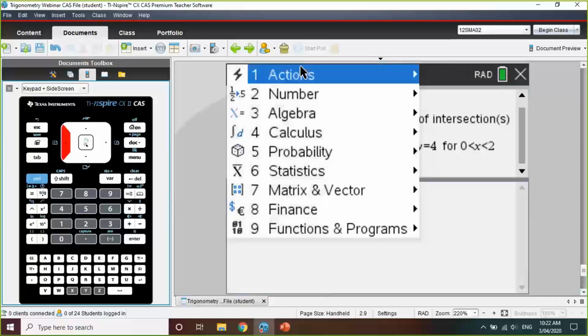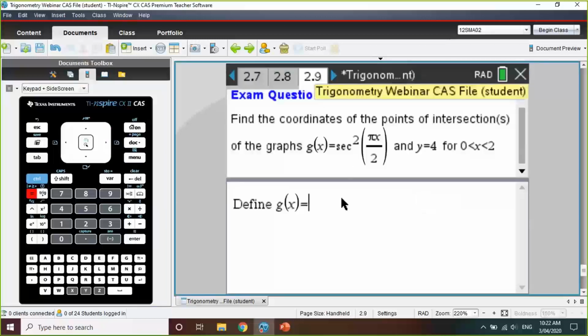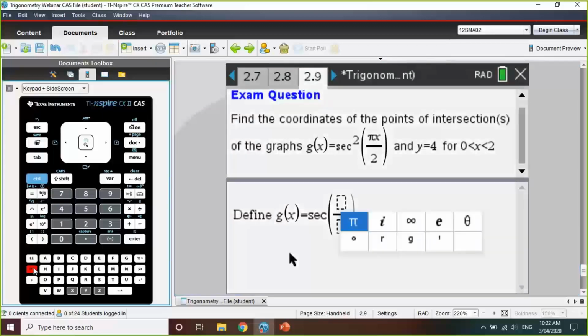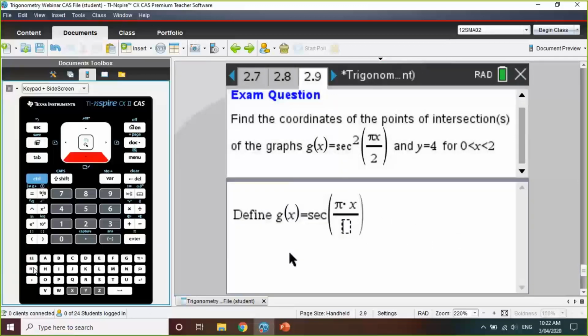g(x). Now, to type sec squared into the CAS, we first need to type in sec. I can get that from my trig menu: sec, pi x over 2. Don't forget to put in the times between pi and x. Now, to get sec squared, once I've done my sec, I can then square all of that.